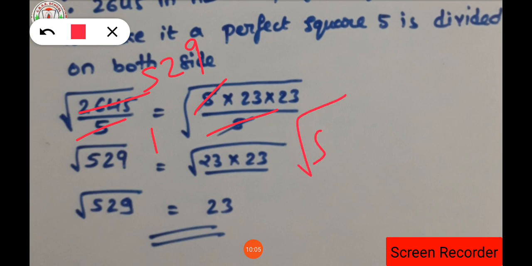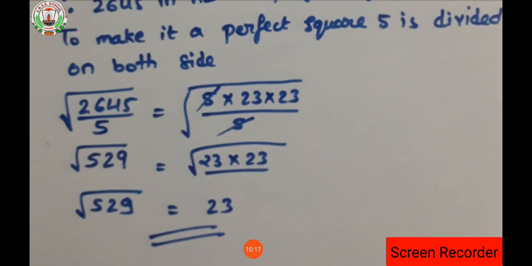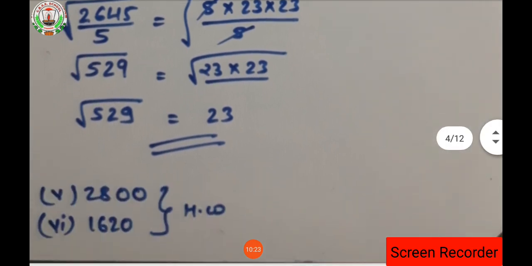Okay, now what is the perfect square left out? The root of 529 is equal to 23, as 23 into 23, the two pairs are there. Among the two number pairs, one of the numbers comes outside. So what is the perfect square of this? 529 is the perfect square of 23. Have you understood, everyone? Okay.